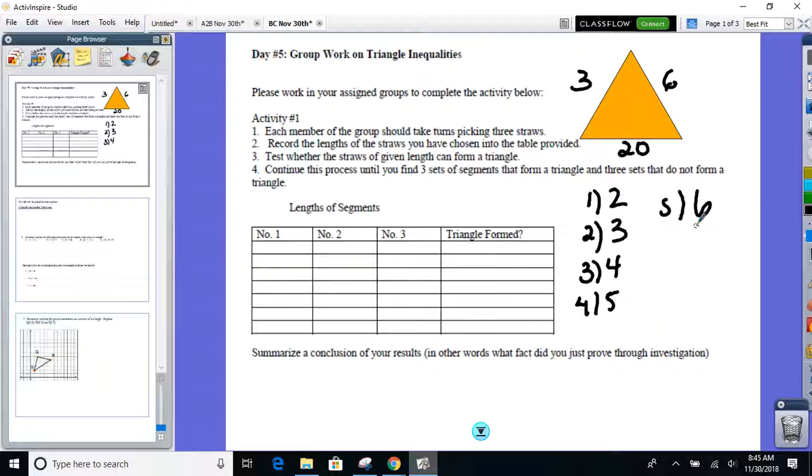Why are we always getting up? Stay in your seat. Okay, let's get the job done.